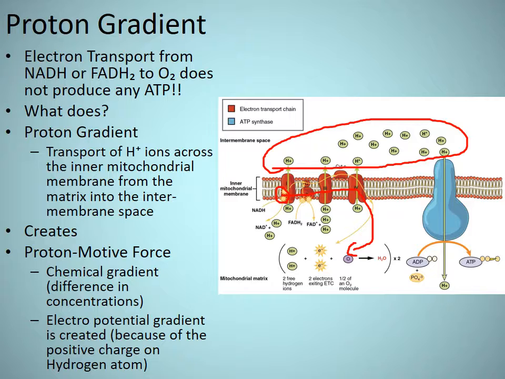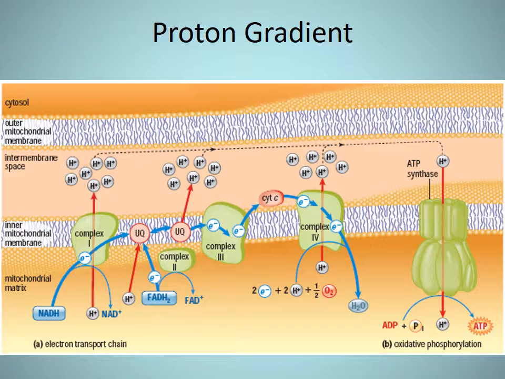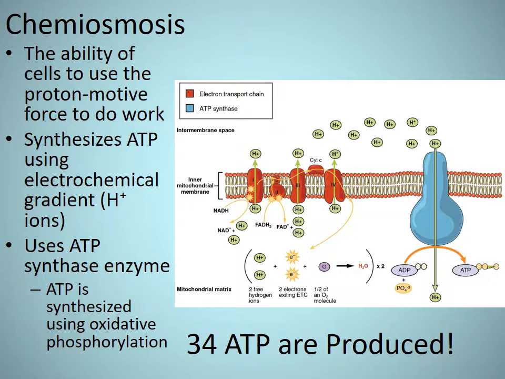This proton gradient is known as a proton motive force, and it will be used to drive this huge blue complex you see here, known as the ATP synthase, to reform ATP. It's the movement of these hydrogen ions through the ATP synthase that is known as chemiosmosis. We will discuss that. Chemiosmosis is the ability of the cell to use the proton motive force to reform ATP.